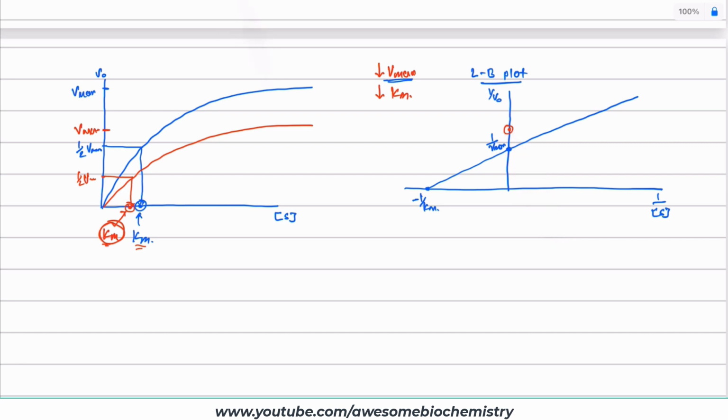And over here, this Km value is decreased, so 1 by Km is going to be increased. So it will be over this side, right? So if we draw a line, it will be parallel to the old line, but it is shifted towards the upper and left side. So such a type of Lineweaver-Burk plot will be seen in the case of uncompetitive inhibition.